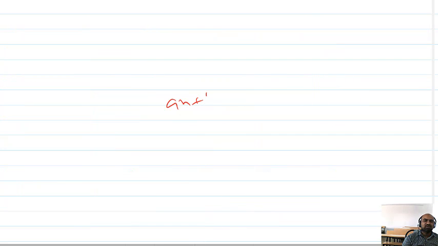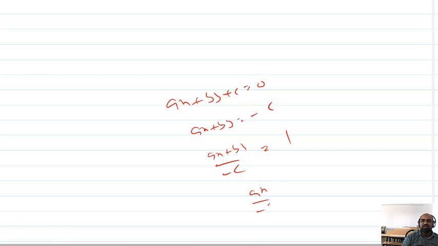So ax plus by plus c equal to 0, or ax plus by equal to minus c, or ax plus by over minus c equal to 1, or ax over minus c plus by over minus c equal to 1, or x over minus c by a plus y over minus c by b equal to 1.